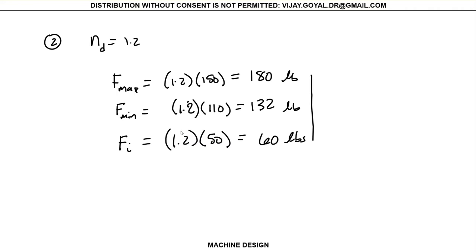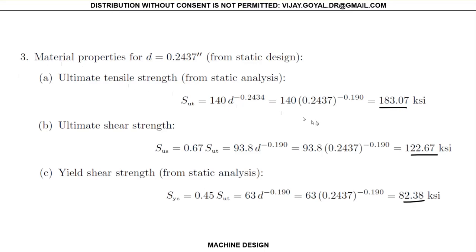The next thing we want to do, as we move on, is start with your static analysis and find the material properties. Using the same from your static analysis, we just find this value here. And this is new, this you need to evaluate for fatigue. SUS is 0.67 times UT. So you do that, and you find this is 122.67. And the yield strength will be 0.45 times this. This comes from the static analysis. Remember, this number can change. So those are the values that we get, and we have all the data that we need.